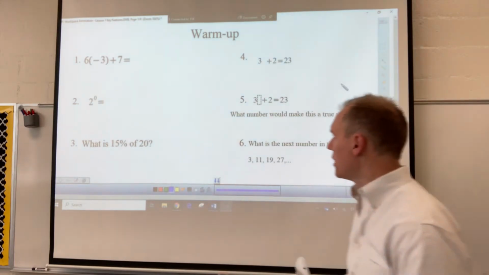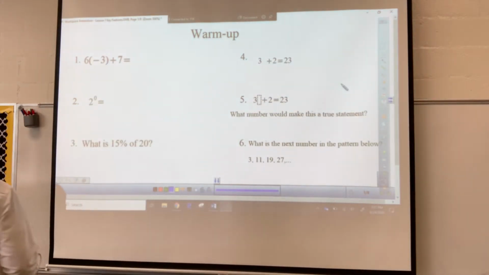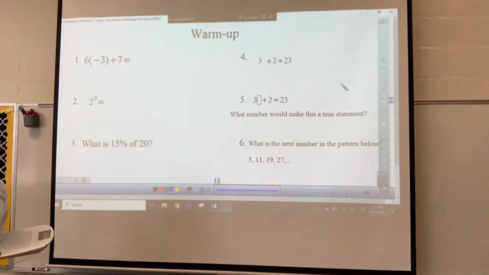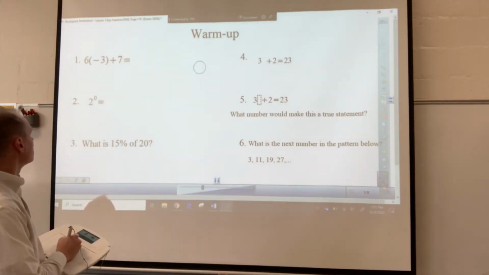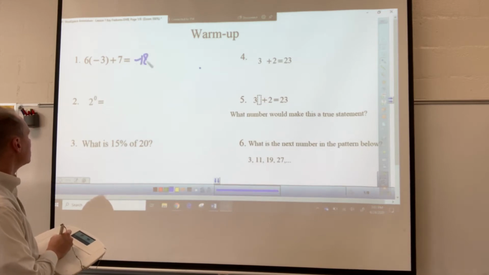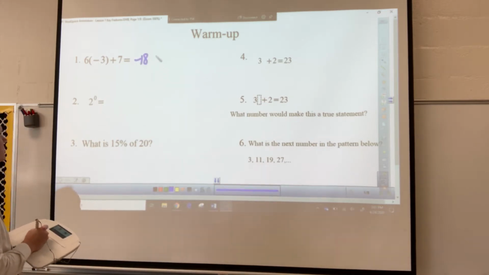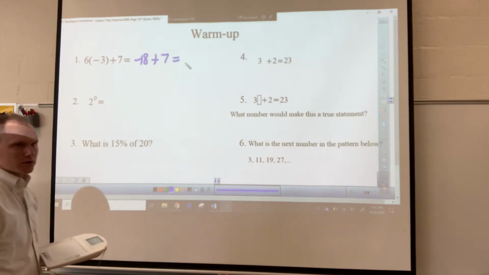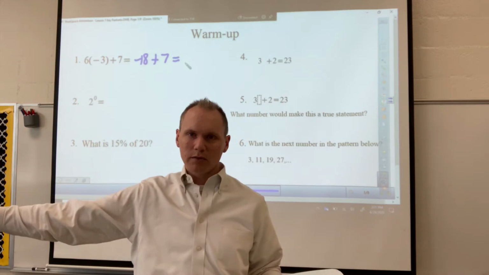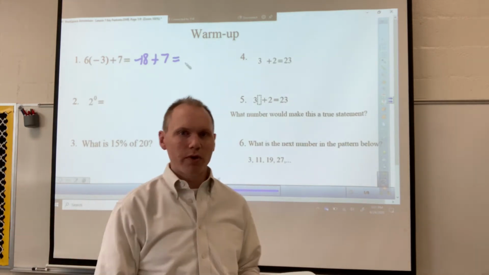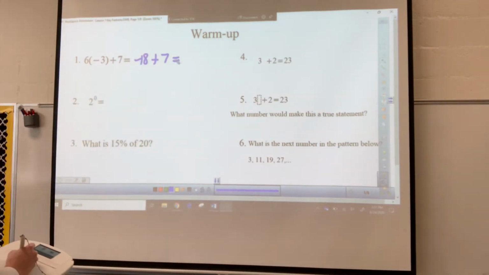All right, so let's start with number 1 here. 6 times negative 3 is negative 18. So you have negative 18 plus 7. So if you think about your number line, you're at negative 18 and you're adding 7 to that, so you're going to go 7 in the positive direction. That's going to put you back at negative 11.